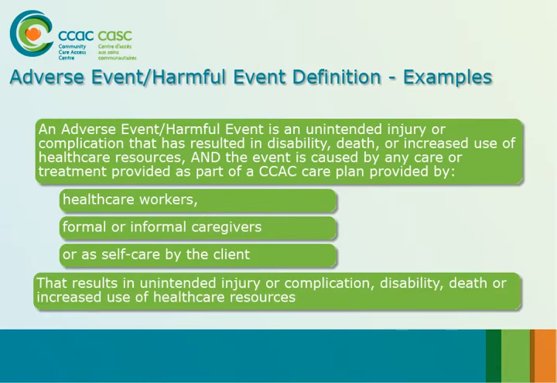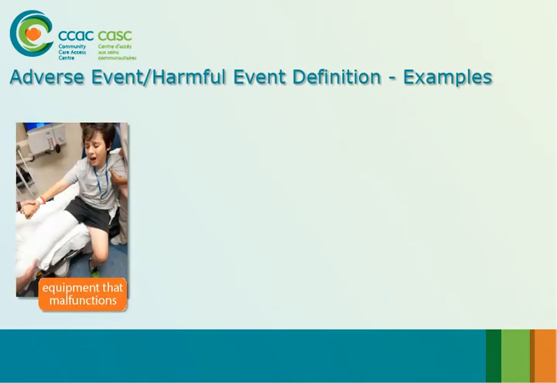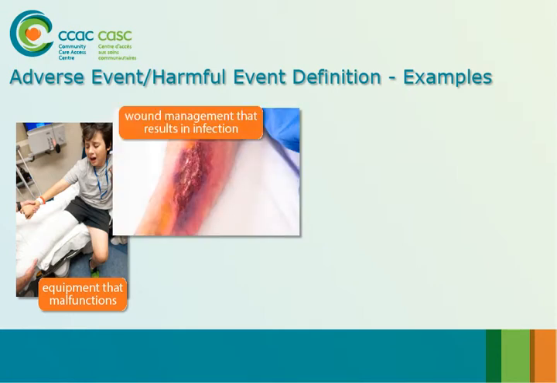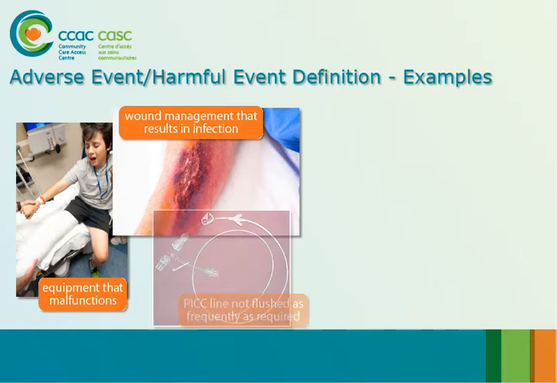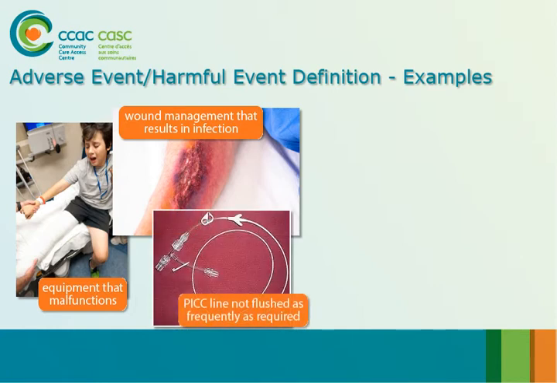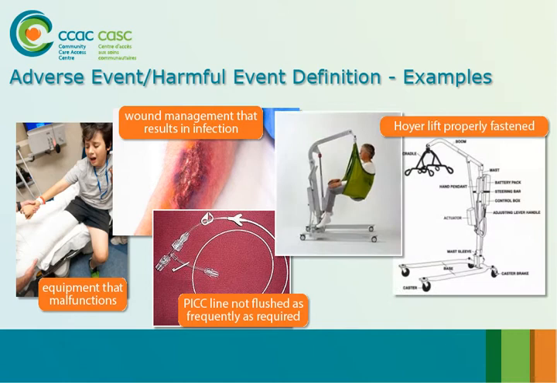Some examples of adverse or harmful events are equipment that malfunctions, such as bed rails that malfunction and a client falls out of bed, resulting in a fracture and the client being hospitalized. Wound management that results in infection, and as a result of a weakened condition, a client that was being cared for at home requires additional services. PICC line not flushed as frequently as required that results in the line being blocked and a delay in chemotherapy treatment. Hoyer lift must be properly fastened. Lack of training in how to safely use a Hoyer lift could result in a client fall and potential hip fracture and surgery.